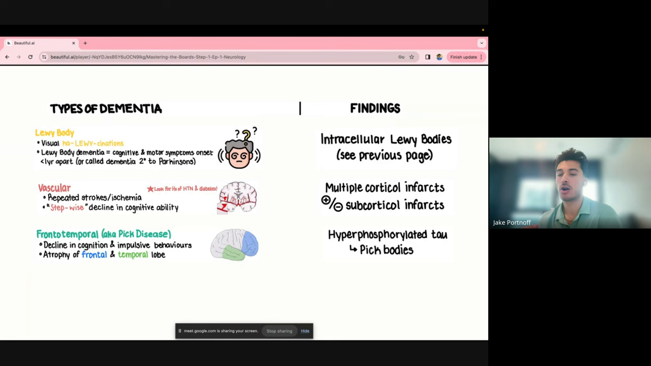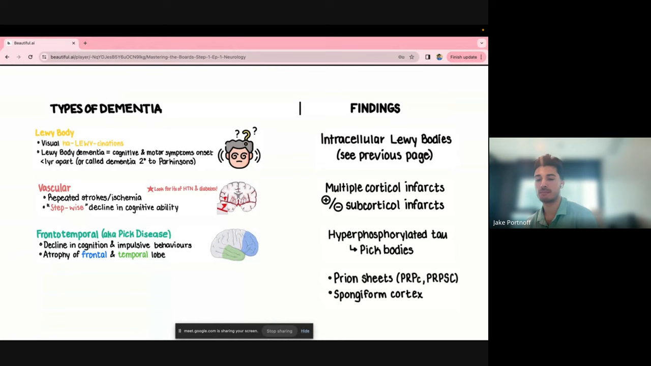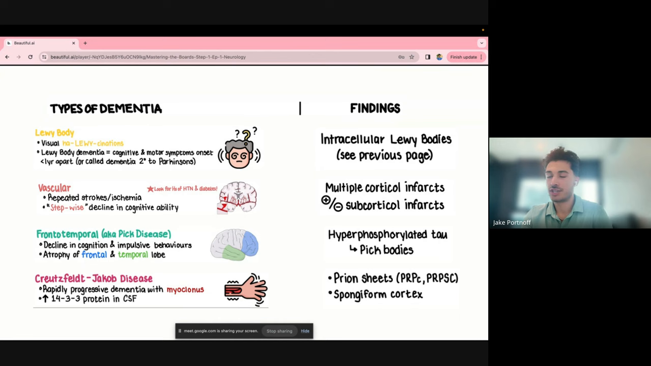Finally, our last one: prion sheets, spongiform cortex. Yeah, very good. CJD, Creutzfeldt-Jakob disease. I hope that's how you pronounce that. But this one, you're going to look out for rapid onset of dementia. You can also get the myoclonus, right? If it gives you a vignette with rapid onset dementia, and they do mention signs of myoclonus, you're automatically going to think of CJD, think of prion sheets, think of elevated 14-3-3 protein in the CSF. That's our integration right there.